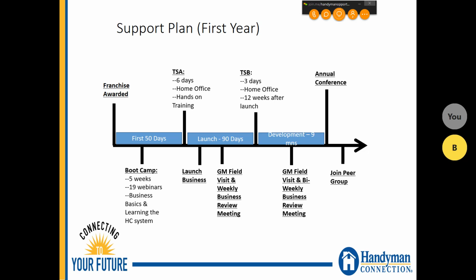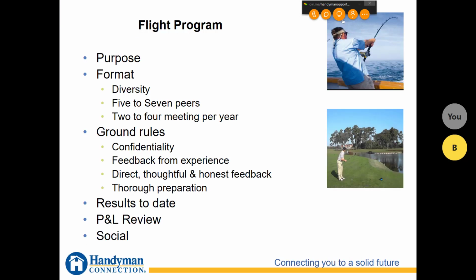And then after a year's worth of experience, you join a little bit more of a serious group called the peer group. It's a more confidential meeting where you get together with about 5 to 7 other owners, and you really bring your P&Ls and tear them apart, and you go through them together. And you hold each other a little accountable as well for support, right?